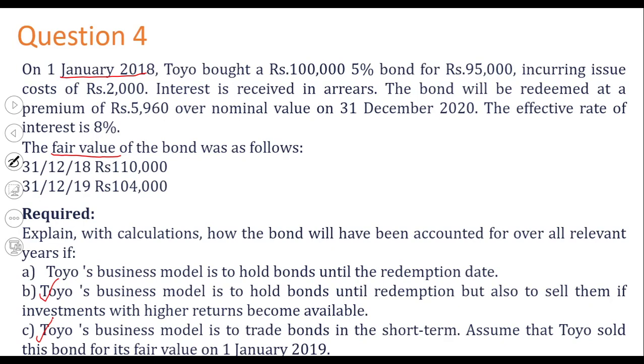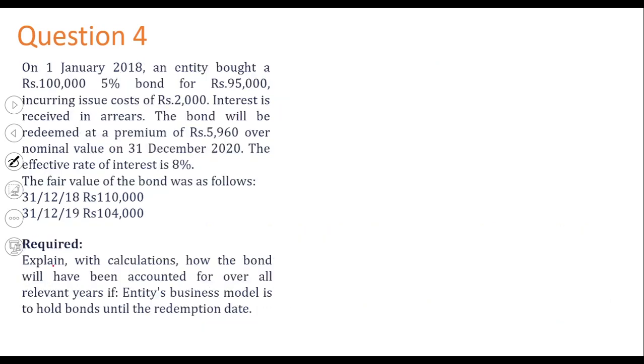Under either of these three models, we need to see how we have to recognize that in the books of account. First of all, there is amortized cost. We'll see how we recognize that using the amortized cost. That's clear, which we have learned also. So, how should they recognize this?